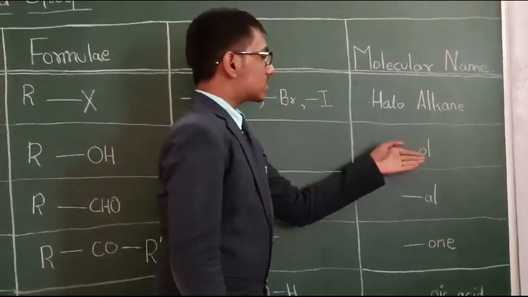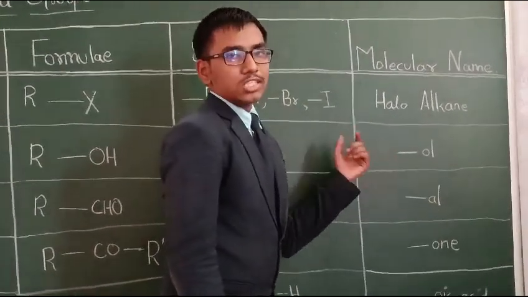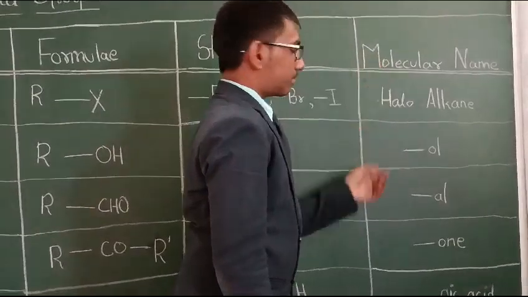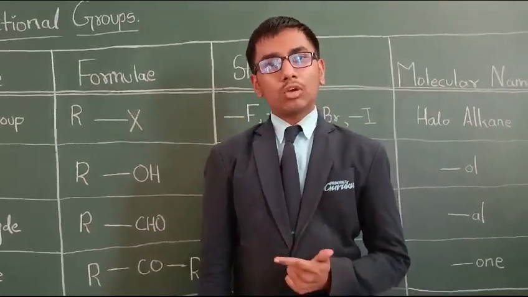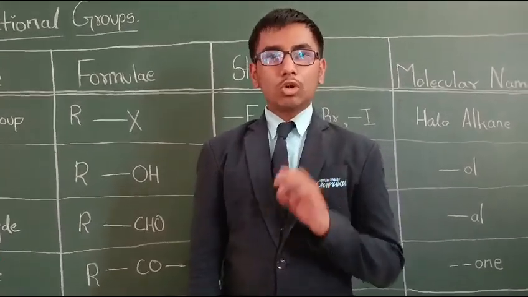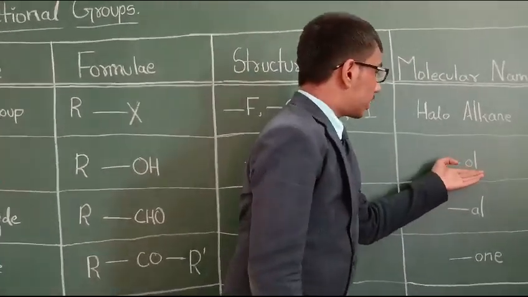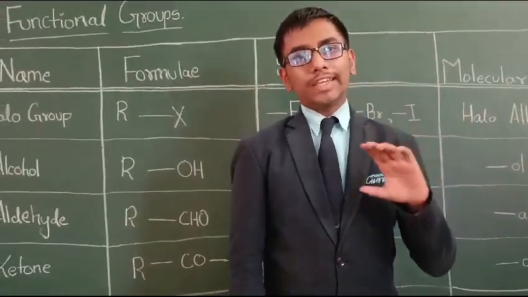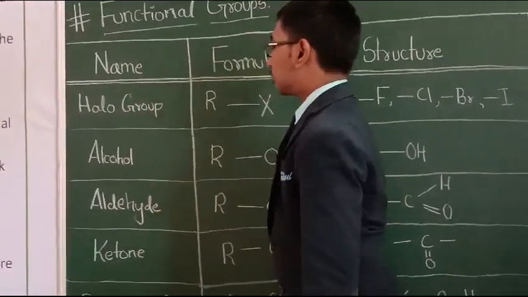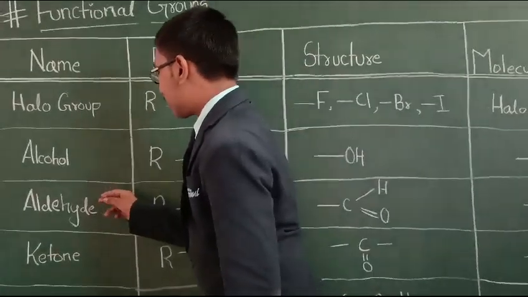The molecular name for the alcohol has the suffix OL. Here this means that the OL is attached as a suffix to the molecular name. For example, there is methanol, ethanol and propanol. From all these examples we can conclude that the OL is attached as a suffix to the name of the alkane.